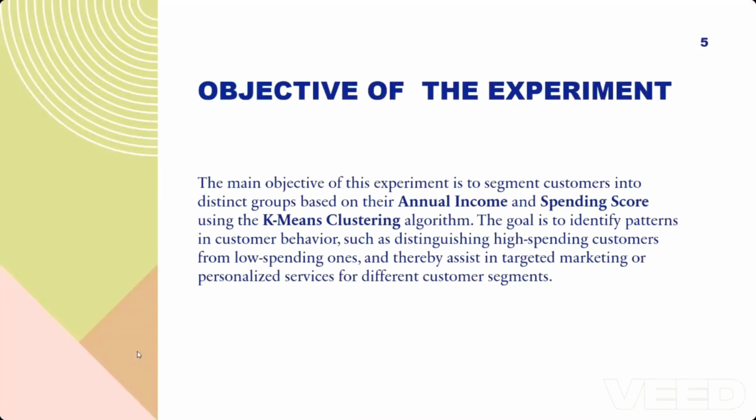And then the objective of the experiment. The main objective of this experiment is to segment customers into distinct groups based on the annual income and spending score using the K-means clustering algorithm. The goal is to identify patterns in customer behavior such as distinguishing high spending customers from low spending ones. We are going to distinguish by annual income, high spending customers and low spending ones, and this will assist targeted marketing or personalized services for different customer segments.